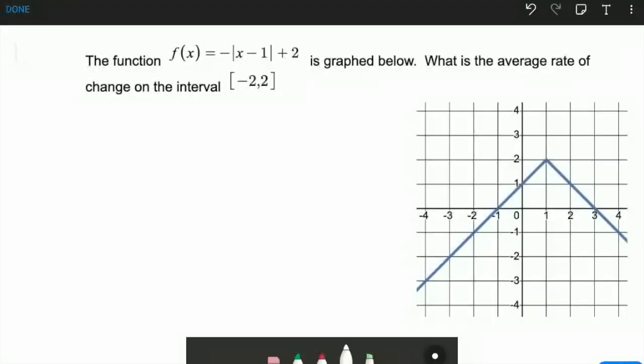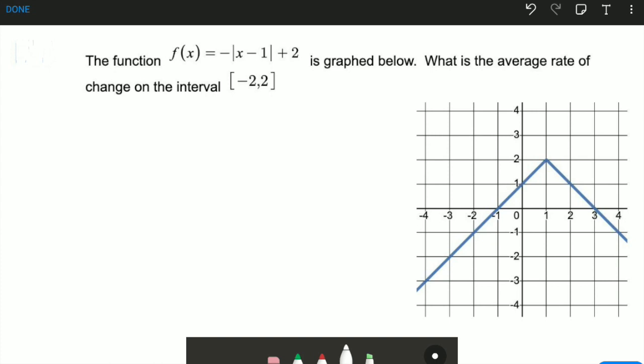So it works the same way as slope, just written differently. In this video, we're given the function f of x equals negative absolute value of x minus 1, and then outside the absolute value bars, we have plus 2, which is graphed below. We're asked for the average rate of change on the interval -2 to 2, with both sides being included.